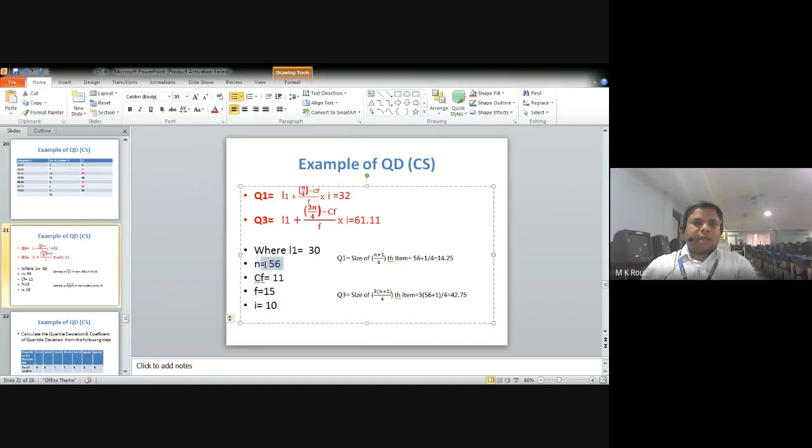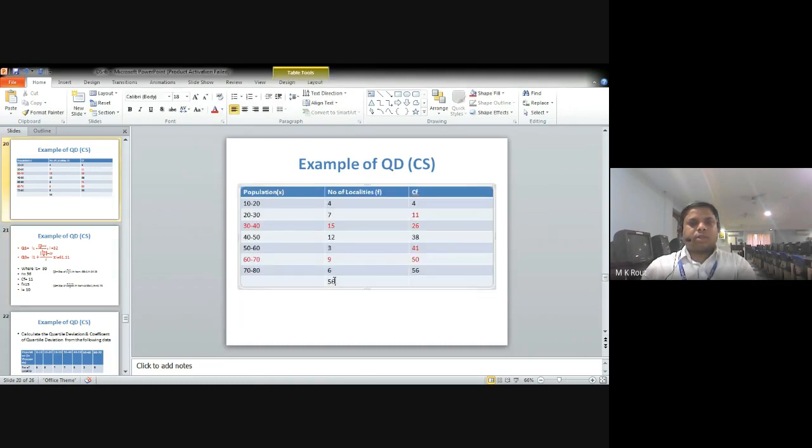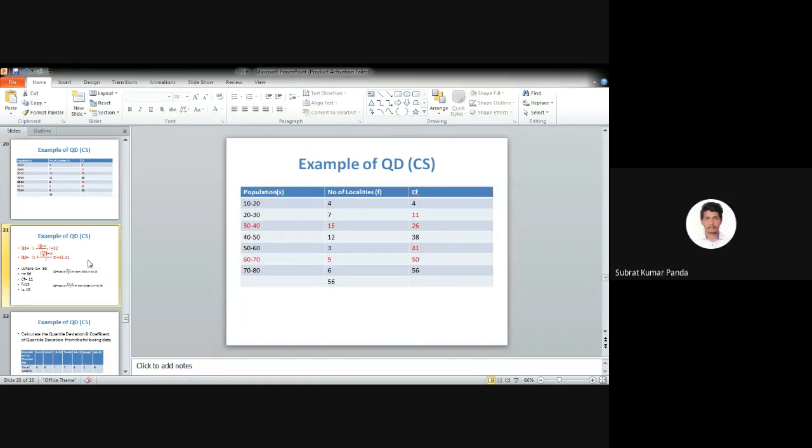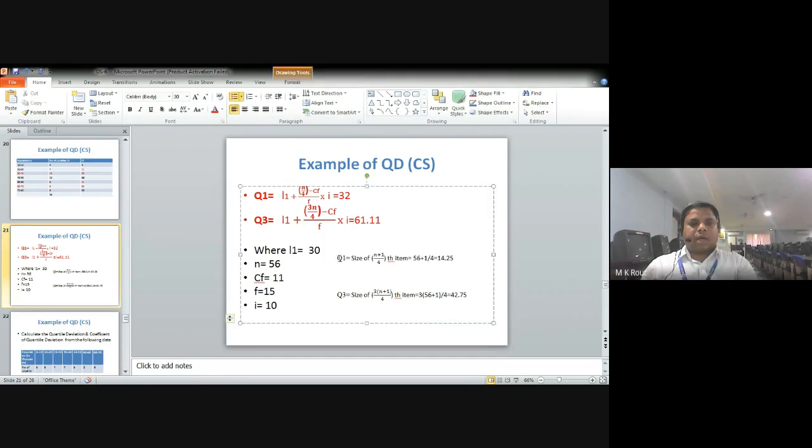You got the value of n, the number of observations, 56, from this particular table. Yes or no? Then after that you go for calculating the size of the (n plus 1)th term, which means 56 plus 1 divided by 4.